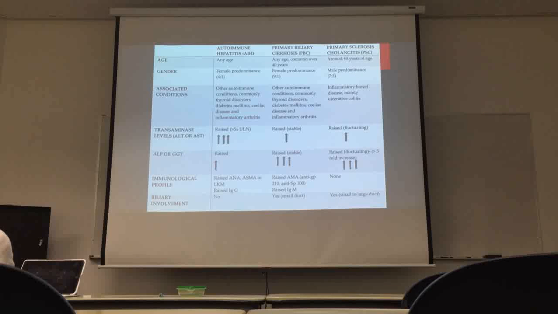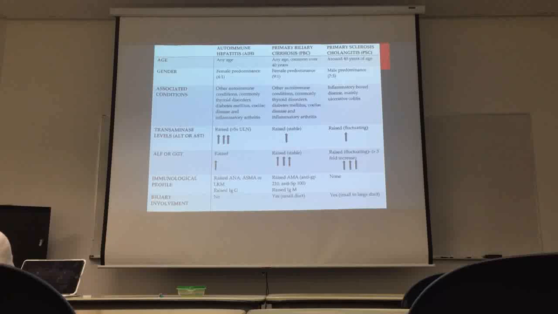biliary cirrhosis versus primary sclerosing cholangitis, because they can get a little confusing. But knowing the age components, being older is commonly primary biliary cirrhosis. Primary sclerosing cholangitis is around 40 years old. Knowing associated conditions can be helpful too. So PSC has inflammatory bowel diseases and things like that. And again, autoimmune diseases just run in packs, right? So always consider other ones.